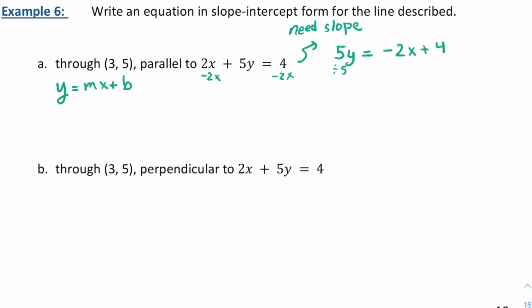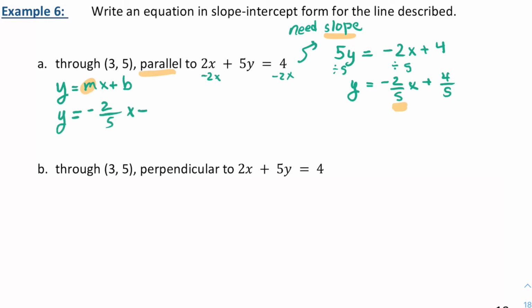Subtract 2x from both sides, divide by 5, and you'll get y = -2/5 x + 4/5. So the slope of my original line is -2/5, and the slope of my new parallel line is going to be the same thing, so also -2/5.